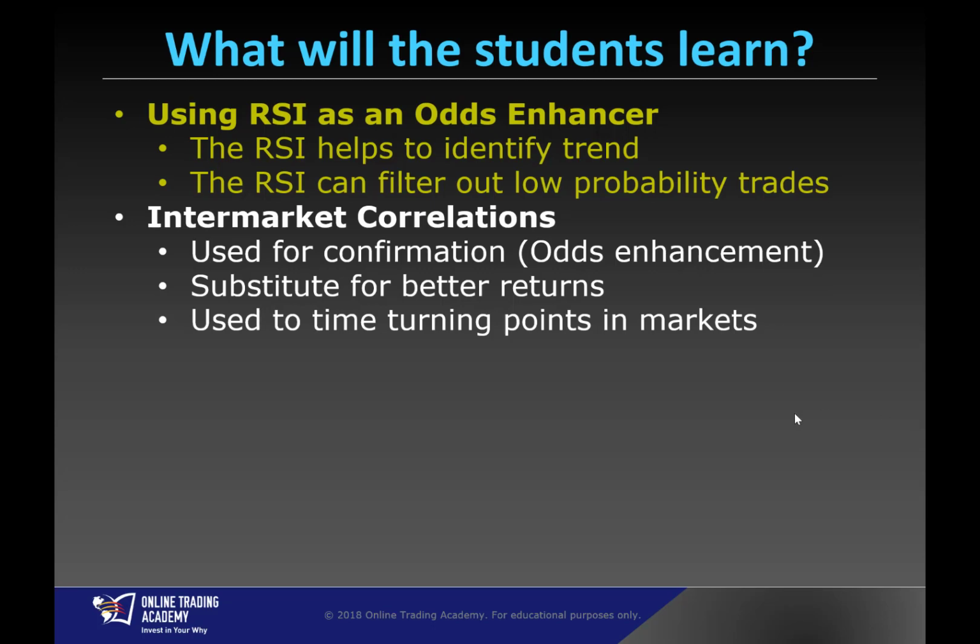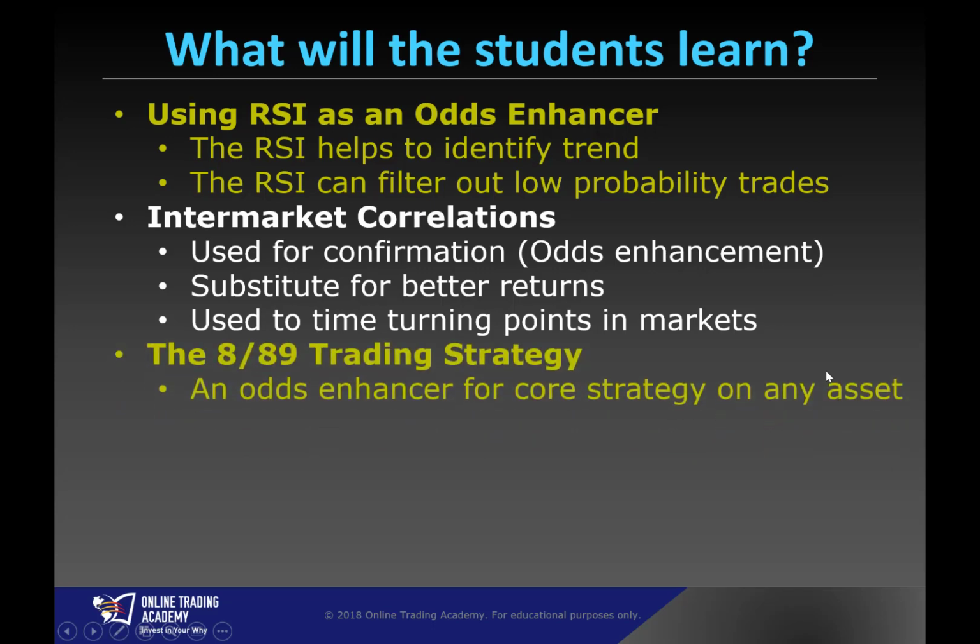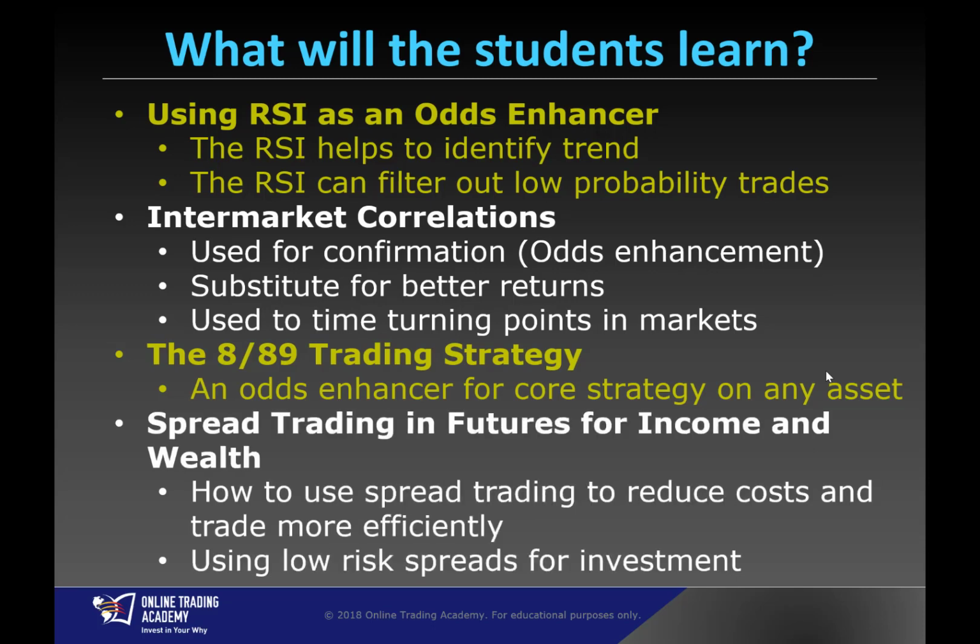So the next thing we can look at is the 889 trading strategy. And really, this is just an odds enhancer for the Online Trading Academy core strategy. It can be used on any asset class and it can be used for any time frame. So I go over that in detail. And of course, learning how to trade spreads using very low risk opportunities to find high probability opportunities.